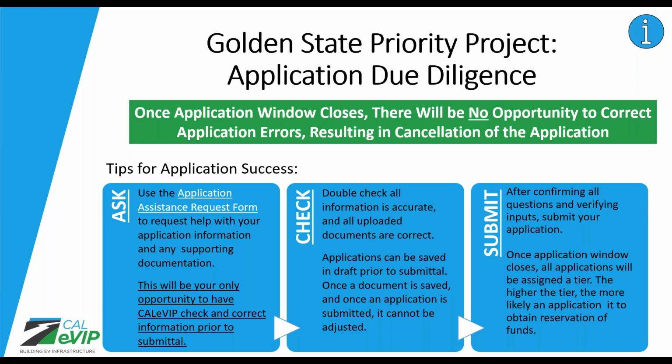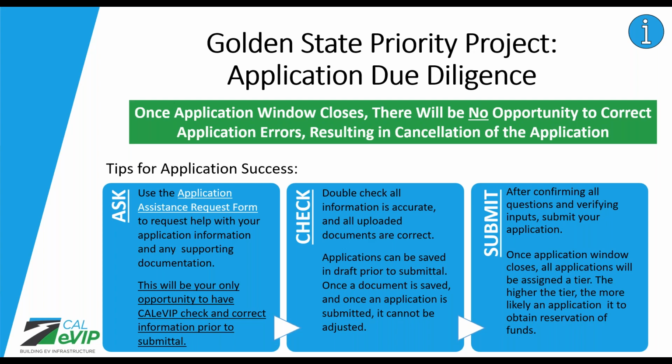And we really wanted to make sure people are double checking all the information that you're inputting in your application is correct. Because we have a fast application processing turnaround time for getting funds reserved, we will not be having an opportunity for people to correct any application errors after the application window. And so if there are major application errors in your application, unfortunately, that will result in a cancellation of the application. And so we do encourage you all to make sure you're taking advantage of different resources, asking questions before, and then submitting your application once that's all confirmed.